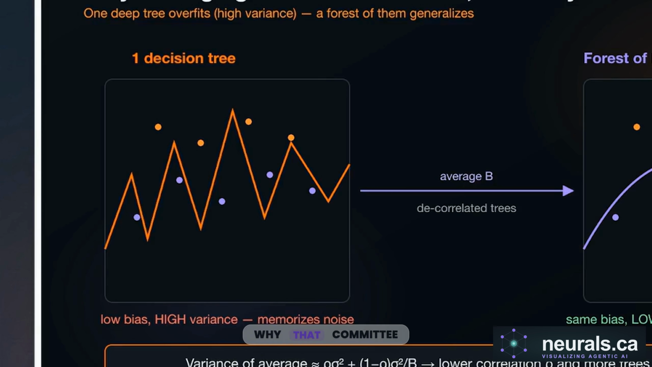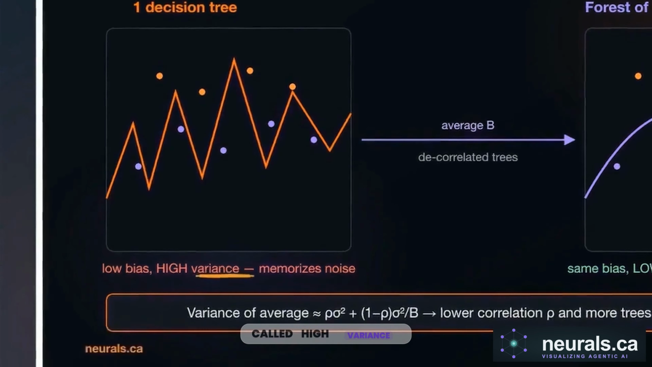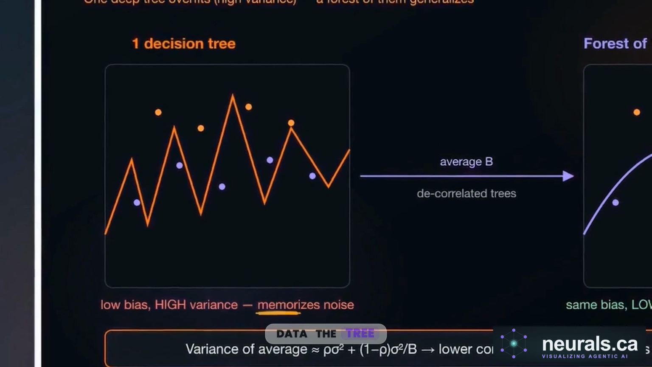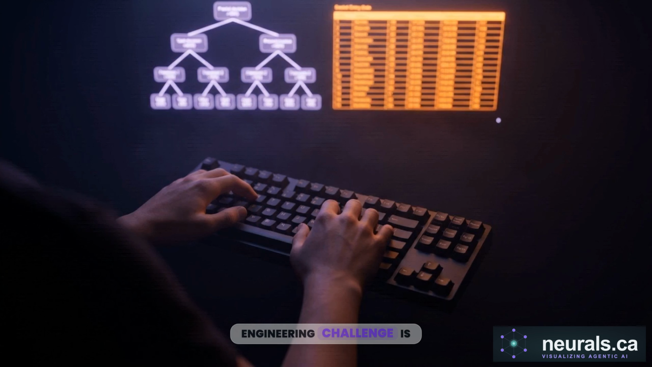This graph shows why that committee is necessary. The jagged orange line represents a single decision tree trying to fit the data points. It captures every outlier, treating random noise with the same importance as the true signal. In statistics, this is called high variance. It makes the model fragile. If we alter just a few rows of the input data, the tree redraws its logic to chase the new noise. The engineering challenge is to retain the flexible mapping power of a tree while stripping away this instability.